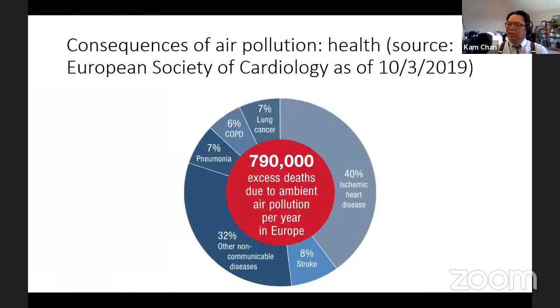So let's take a look at the health side here. I got this a few months ago from the European Society of Cardiology. It gives you some idea that pollution is really bad for our health. In this case, it shows the different types of disease.